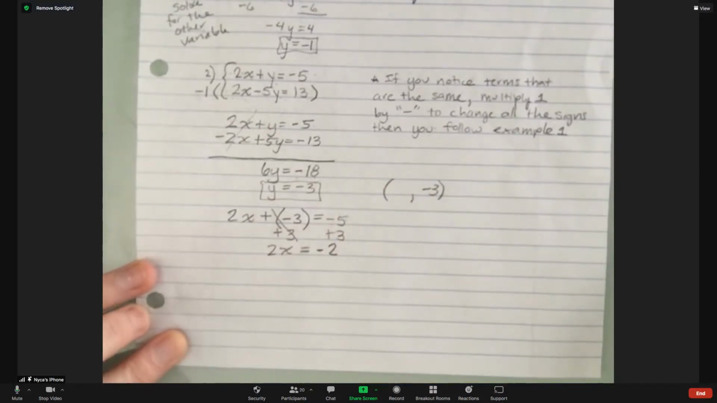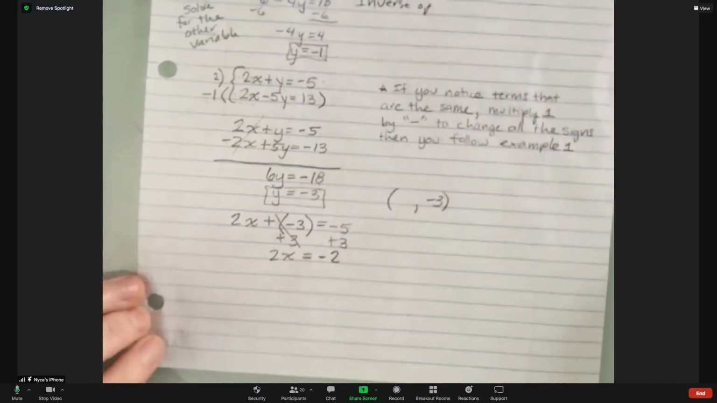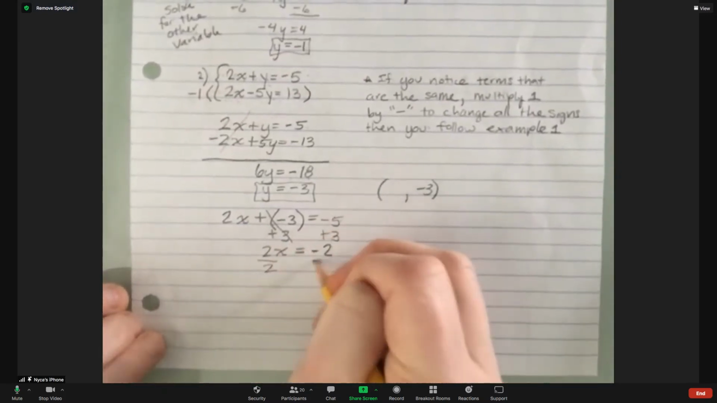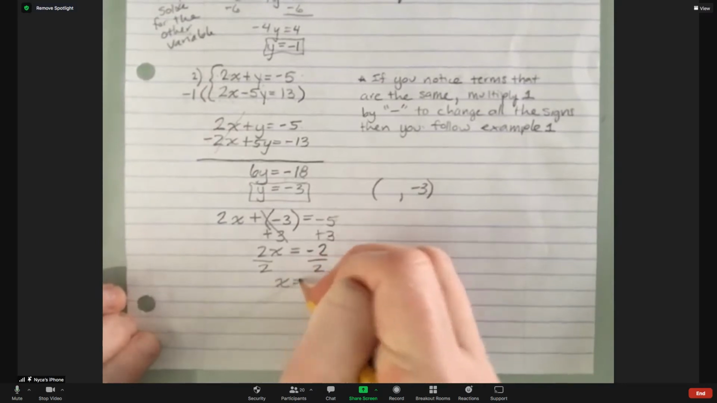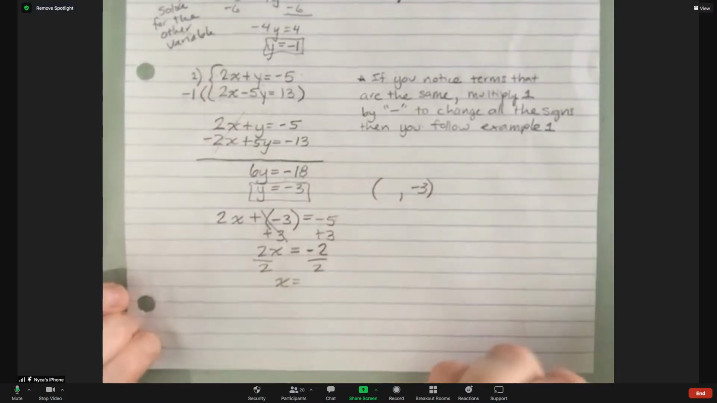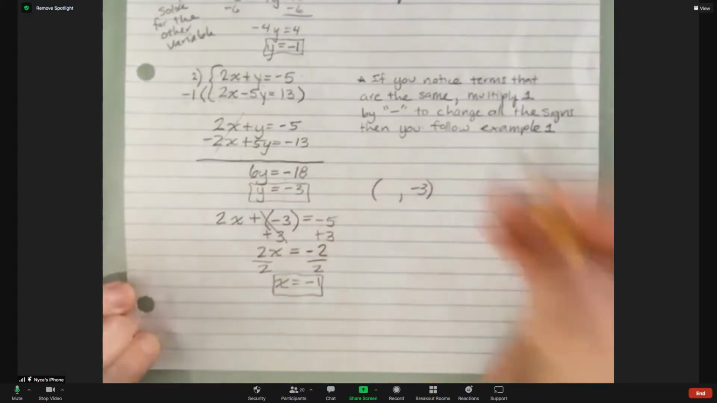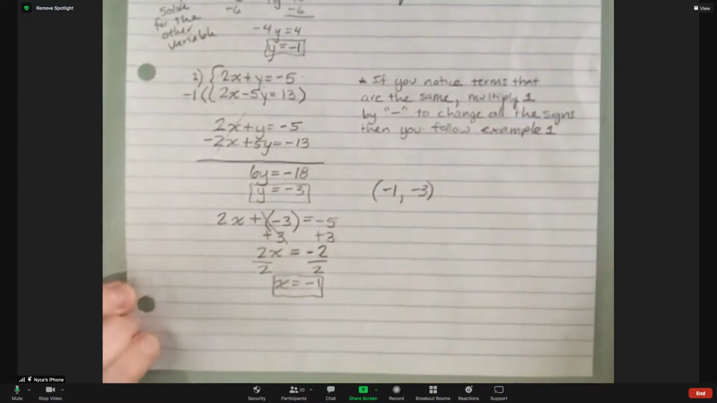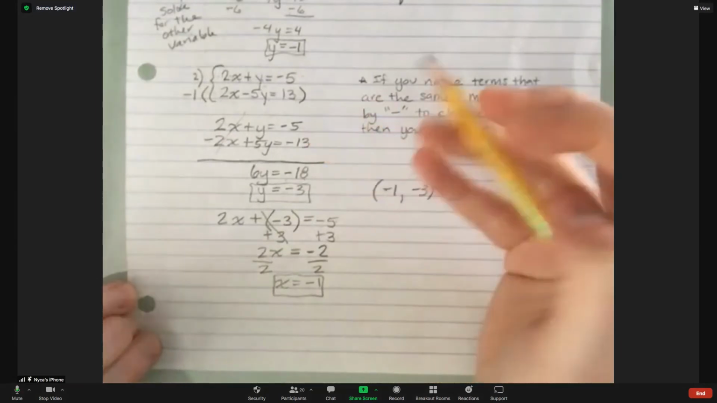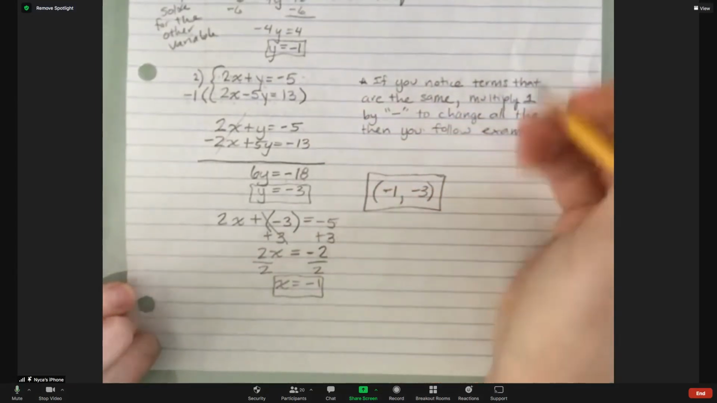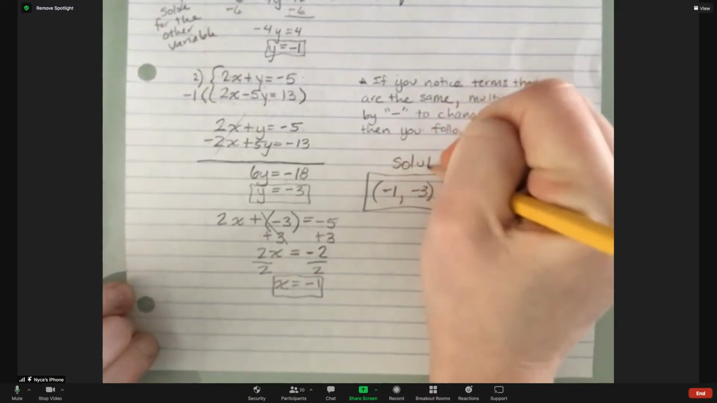Now that I'm at this position, you need to get x by itself. How do you do that? Inverse operation. So since times 2, divide by 2, divide by 2. Negative 2 divided by positive 2 is negative 1. That is the last piece you need. That means the solution to these systems, which makes them both true, is at negative 1, negative 3. This is the solution.